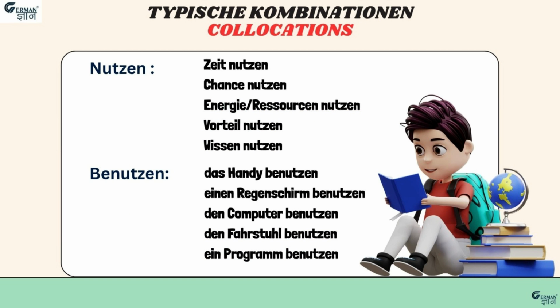Now let's see some typical combinations. For Nutzen, you can use Zeit nutzen, Chancen nutzen, Energie nutzen, Ressourcen nutzen, Vorteil nutzen or Wissen nutzen. For Benutzen, you can use das Handy benutzen, einen Regenschirm benutzen, den Computer benutzen, den Fahrstuhl benutzen and ein Programm benutzen. Use collocations to sound more natural and idiomatic in German.